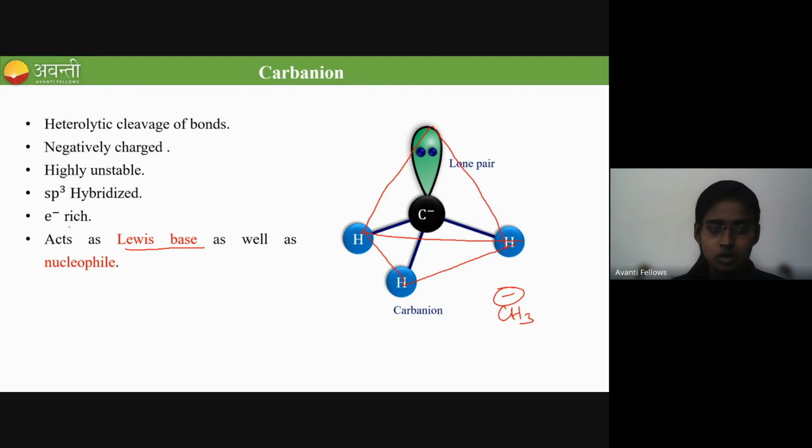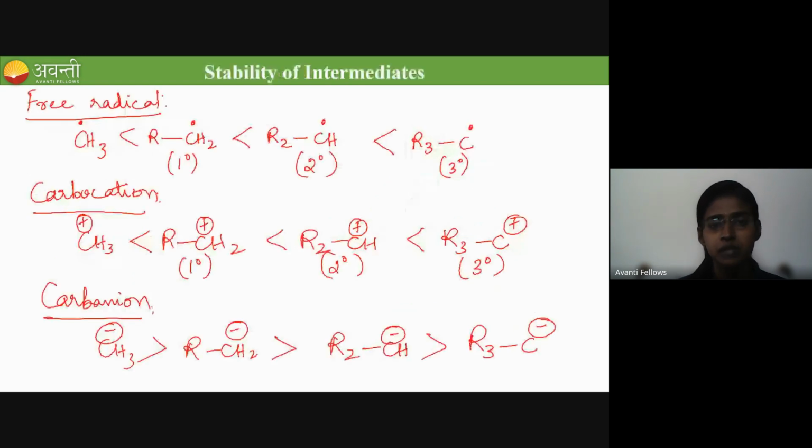It also acts as a nucleophile. Nucleophiles are negatively charged species. So CH3 minus is acting as a nucleophile. Clear? So these are the informations about free radical, carbocation, and carbanion. Now we are going to see the relative stabilities of these three intermediates.